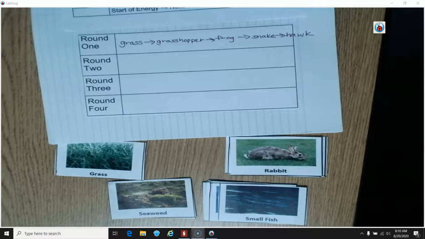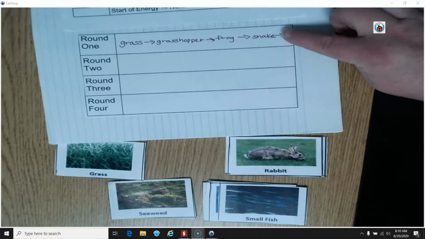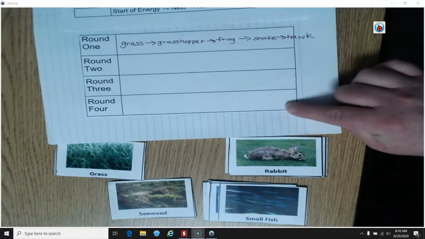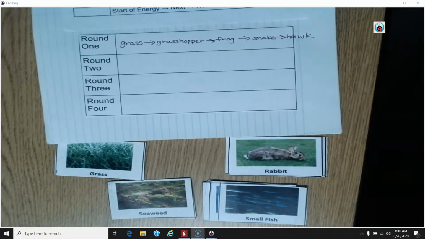So have fun working with your cards, changing them around. Remember, if you need to just write these words out if you can't print, that is fine. Just be sure that at the end of your work today, you have 4 examples of how energy flows in different ecosystems.